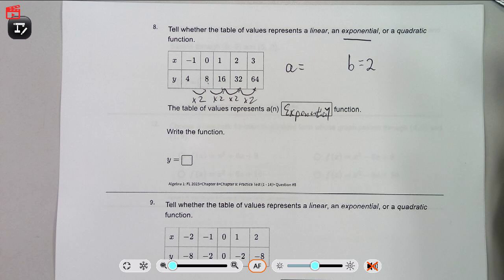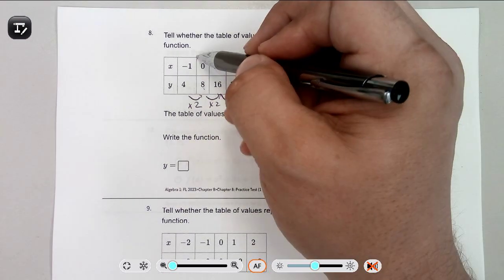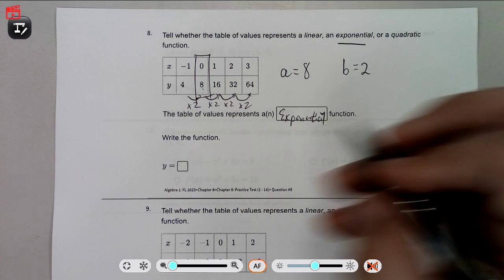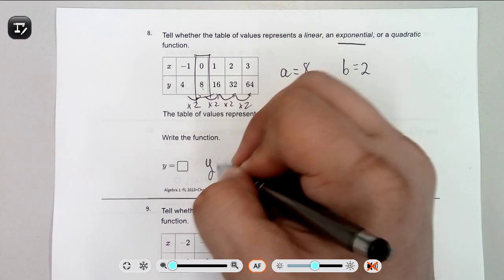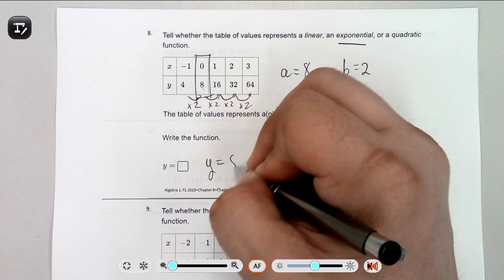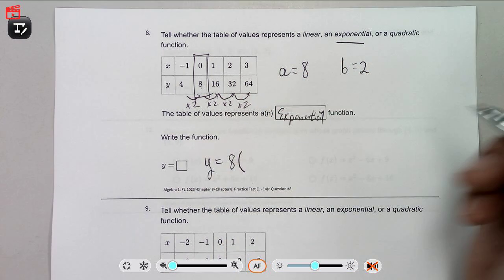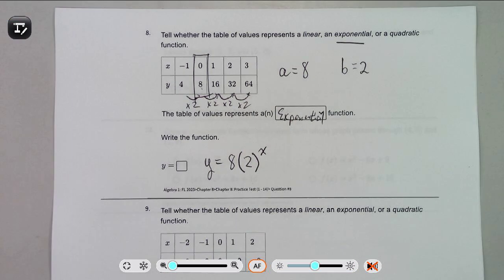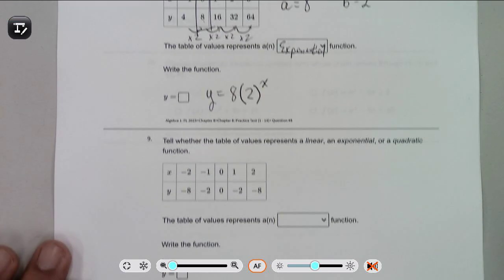So I can look at the table and I actually see the y-intercept is here. So the a value is 8. So when we put this as an exponential, it's y equals 8(2)^x. Exponential function, bit of a throwback back to January. Okay. On to the next.